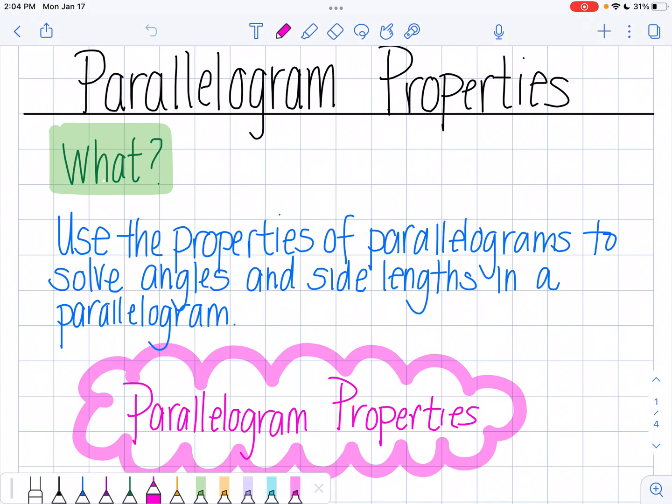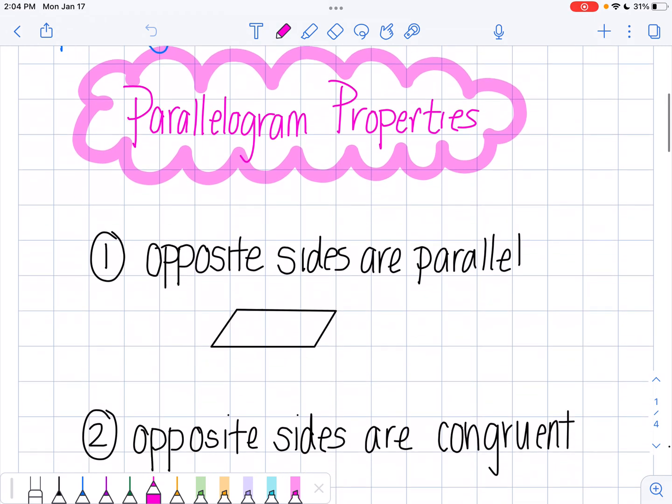In this video, we're going to talk about parallelogram properties and how to use them to solve problems. So what kind of problems? We're going to talk about how to solve angles and side lengths and even diagonal lengths inside a parallelogram with the 5 parallelogram properties. So we'll go over what the properties are.